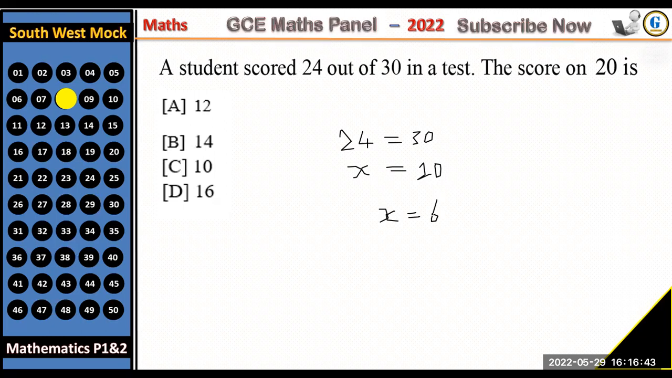Or to convert from 30 to 20, you multiply by 2/3. So to convert 24 to the score on 20, also just multiply 24 by 2/3. And it's going to give us 16 as well. So it equally gives us 16.